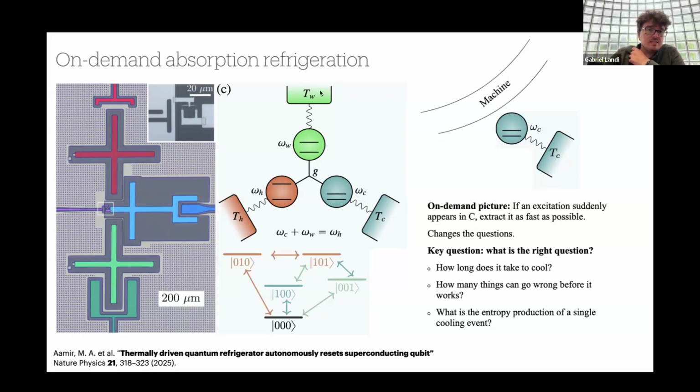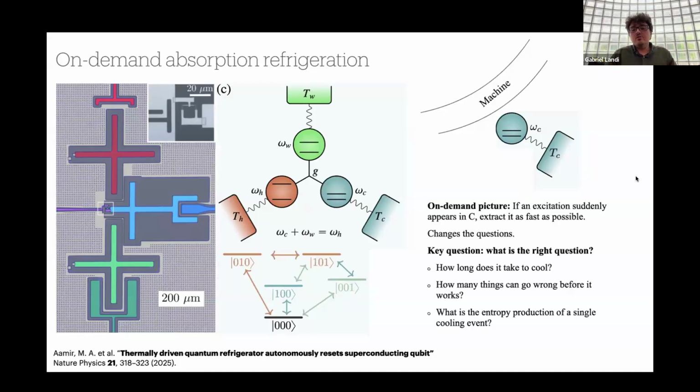So the machine that I drew here is like, T_W and T_H. And every time there is an excitation in here, in the cold bath, this excitation will be sucked off by the machine to allow heat to flow in this direction. However, this is one of the reasons why I like this paper so much, because it shows us that the operation of these refrigerators shouldn't be thought of as something that is just at steady state. Like steady state doesn't matter too much here.